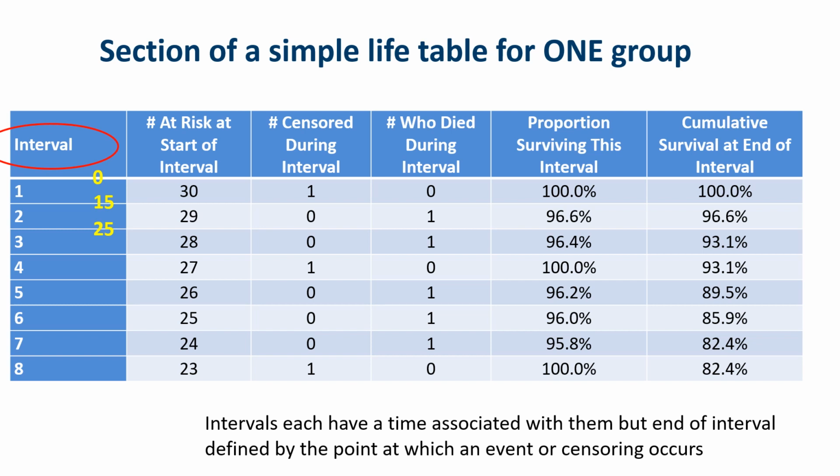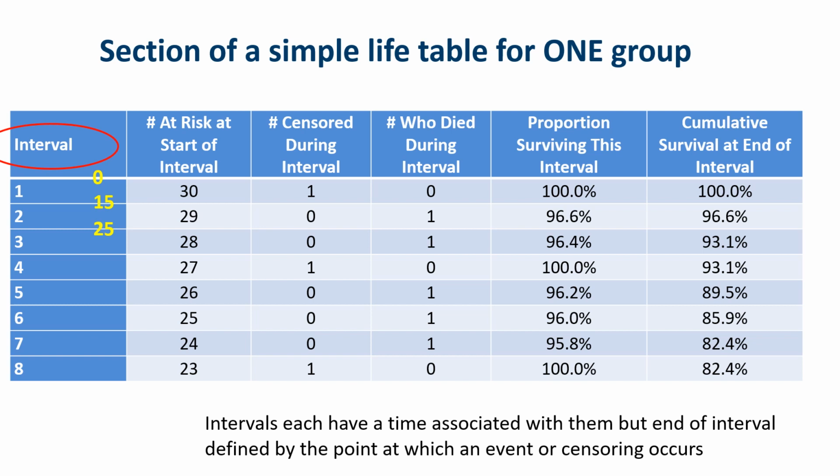Right, we go down to the second interval now. If you look at the number at risk at the start of that second interval, you can see that there's 29 now, because we're taking account of the fact that somebody dropped out in the previous interval. Now this time, nobody drops out during this interval, but at 25 days, somebody dies. So we now have a situation in that group where 29 began, 28 out of 29 survive because one dies. And 28 out of 29 is 96.6%. That's the proportion surviving that particular interval.